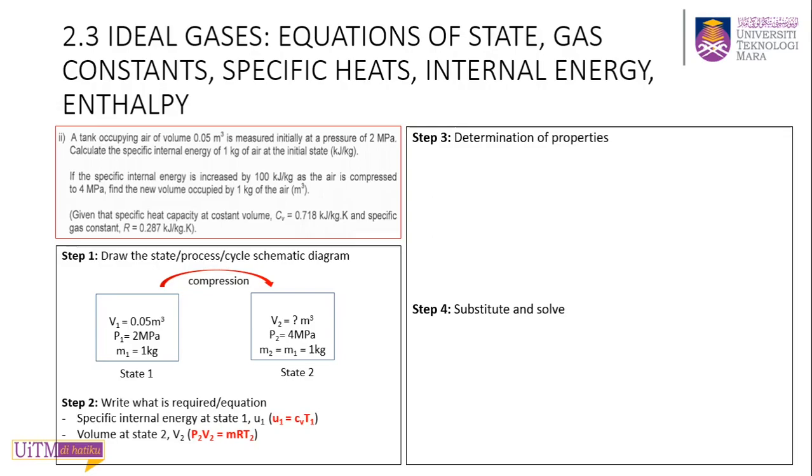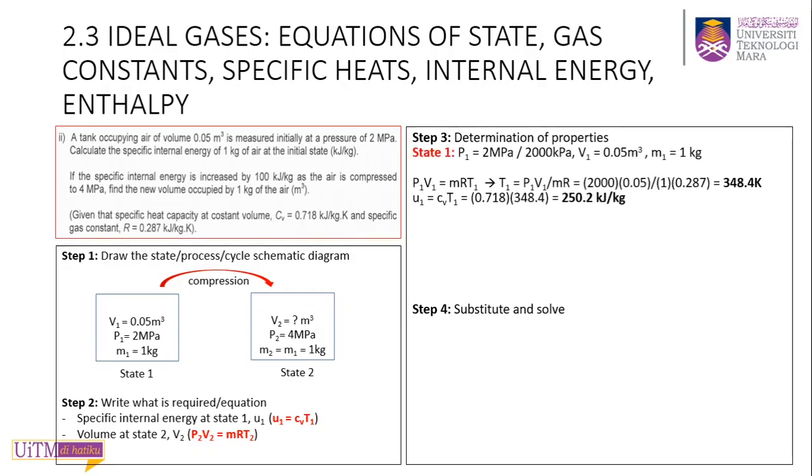Now let's look at step 3, where we have to determine the required properties so that we can substitute them in the equation. For state 1, to calculate the specific internal energy, we have to find the temperature. By using PV = mRT, we can calculate T1, and then we can solve for the specific internal energy at state 1.